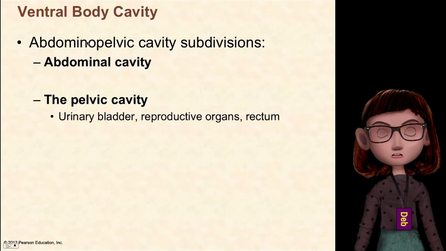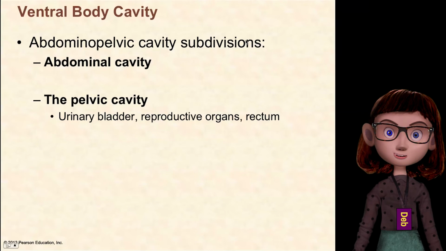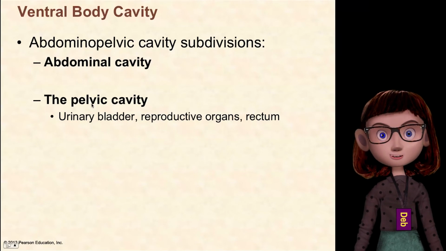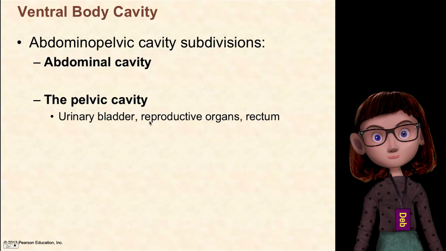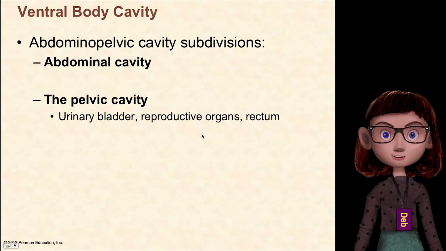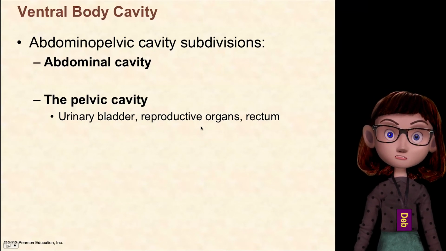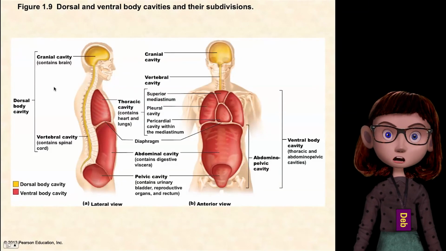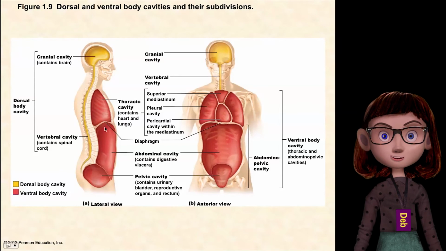We have our abdominopelvic cavity subdivisions. There's the abdominal cavity, and then inferior to that would be your pelvic cavity that includes the urinary bladder, reproductive organs, and the rectum. And this is that same figure. This time, figure 1.9, I'm going to show you these.